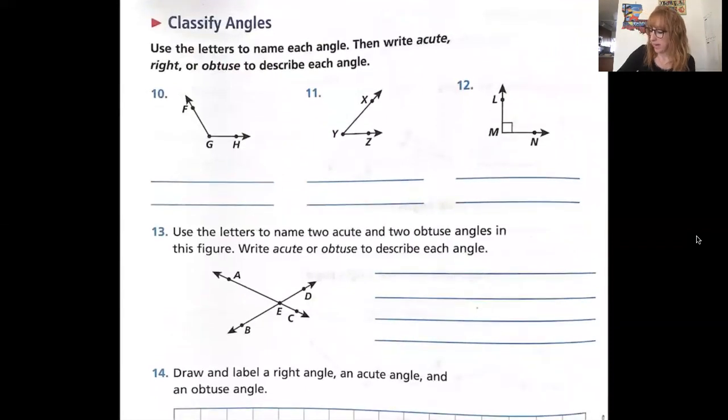Now, when you classify angles by their angle measure, we're looking to see is it less than, greater than, or equal to 90 degrees, and that will tell us what kind of an angle it is. So this angle, we name it as FGH, and because it is greater than 90 degrees, it is an obtuse angle. This angle is angle XYZ, and it is smaller than 90 degrees, so it's acute.